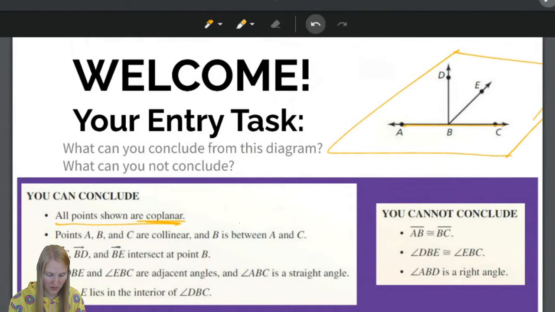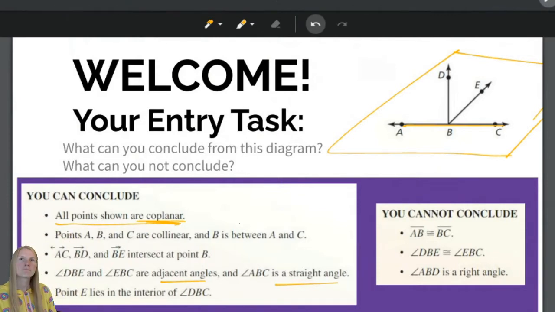And yeah, that they intersect at point B. We talked about that. Adjacent angles and straight angles. We can conclude that. And that point E is in the interior of this angle. Yeah. So that is all clear because you can see it in the diagram.